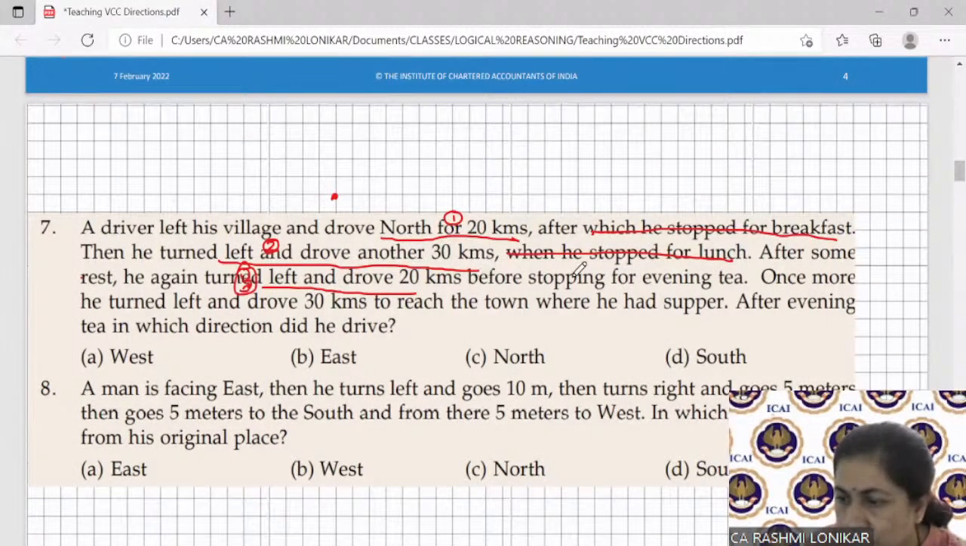Stopping for evening tea is not important. Once more, he turned left and drove for 30 kilometers. This is important. And he reached the town where he had supper. After evening tea, in which direction did he drive?